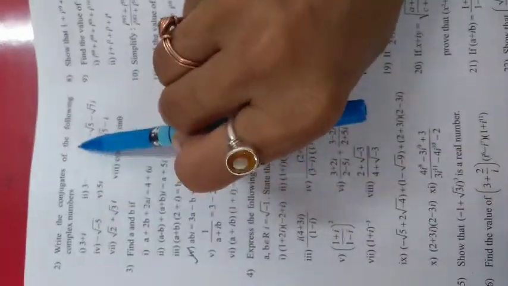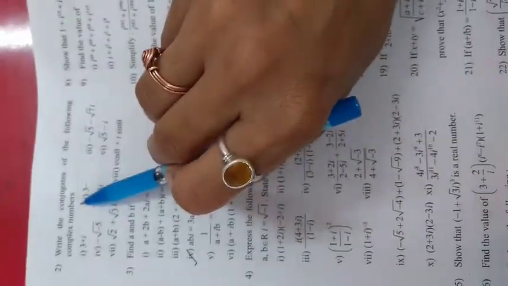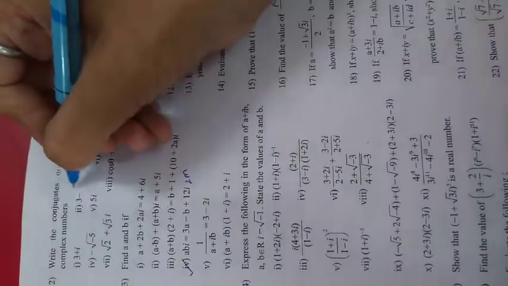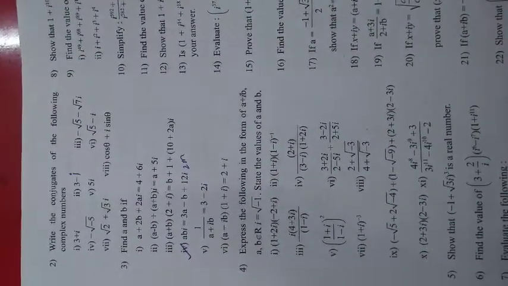Now question number 2. Write the conjugate of the following complex numbers. Now we have to write the conjugate of all these complex numbers. This should be 3 minus I. Okay. Now we'll see one by one.